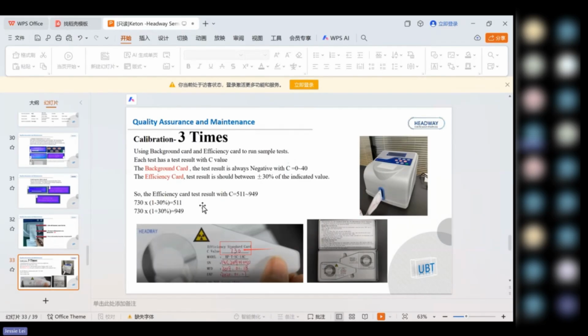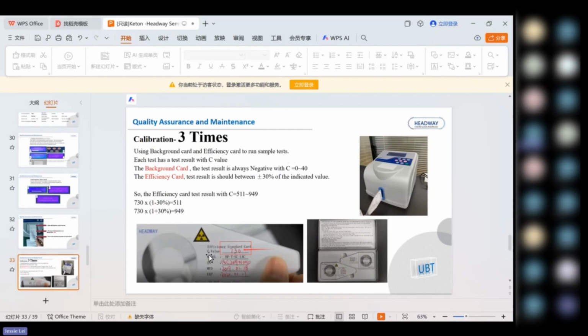So step 3, we do the calibration, using the background card and efficiency card to run a sample test. Each test will have a result with a C value. For the background card, the result should always be negative. It means C value less than 40. For the efficiency card, the test result should be within plus or minus 30% of the indicated value.